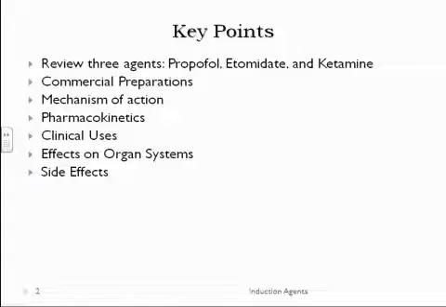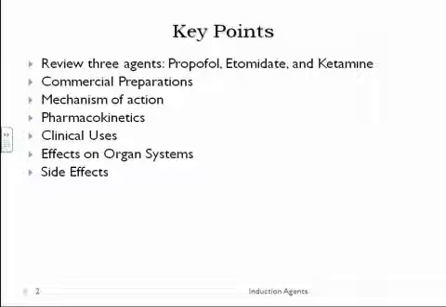So we'll start with the first agent, propofol, and we'll talk about etomidate and then ketamine, and then dexmedetomidine, which is the last one. We'll go over pretty much every single one. We'll discuss commercial preparations of the medications, because how it's made can change how you deliver the medication, and it also has significant associated complications. Then we'll talk about mechanisms of action, pharmacokinetics, clinical uses, and some of the effects on organ systems, which can make you decide if you should use a drug or not. And then we'll talk about side effects.